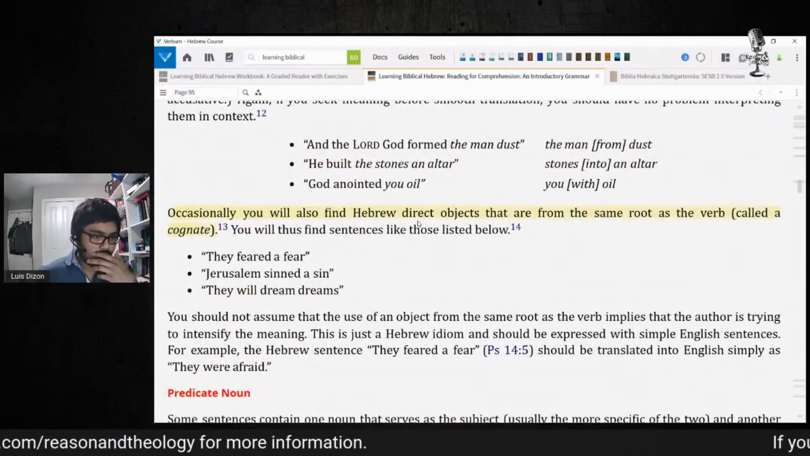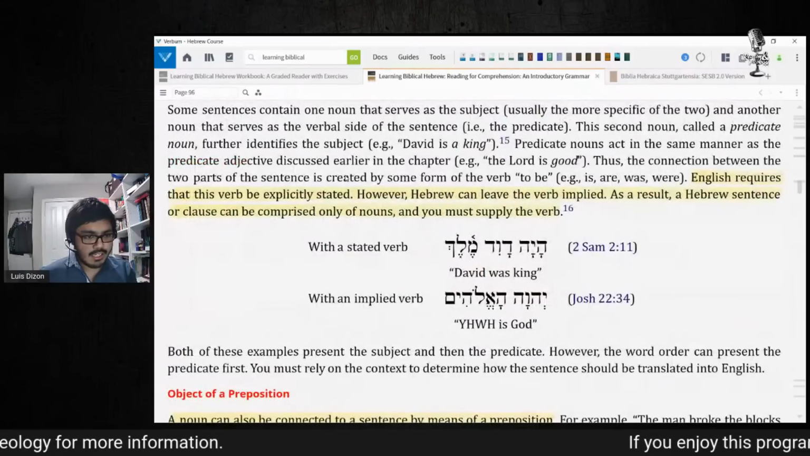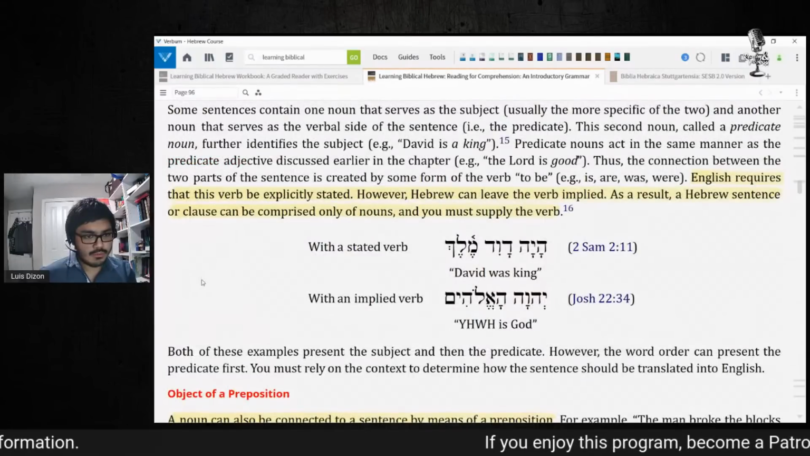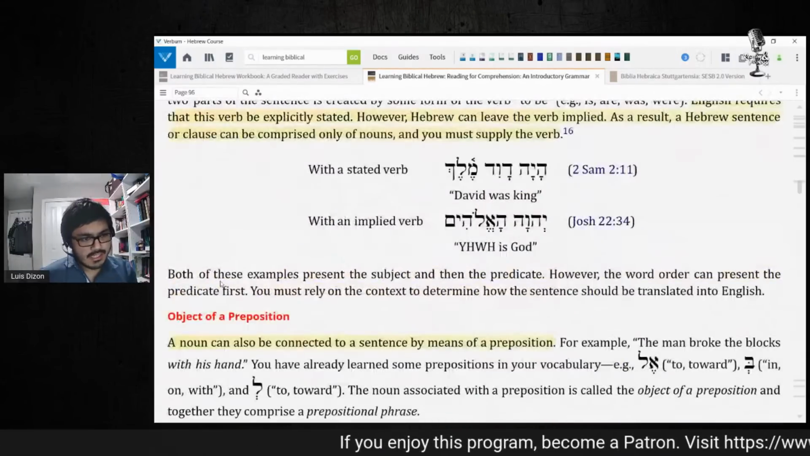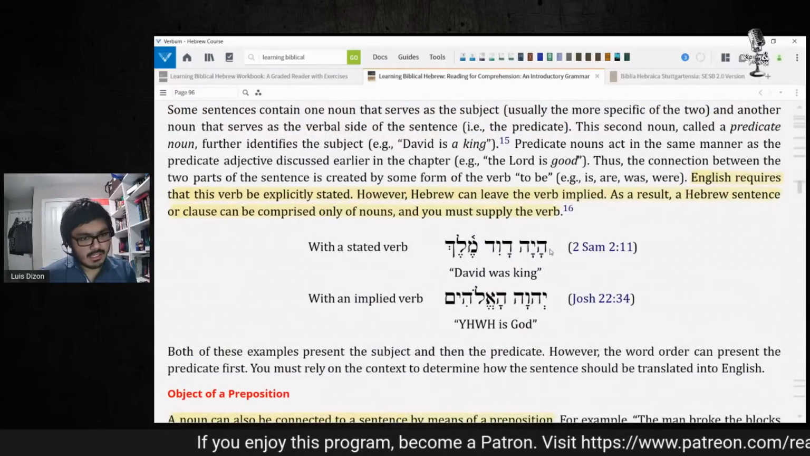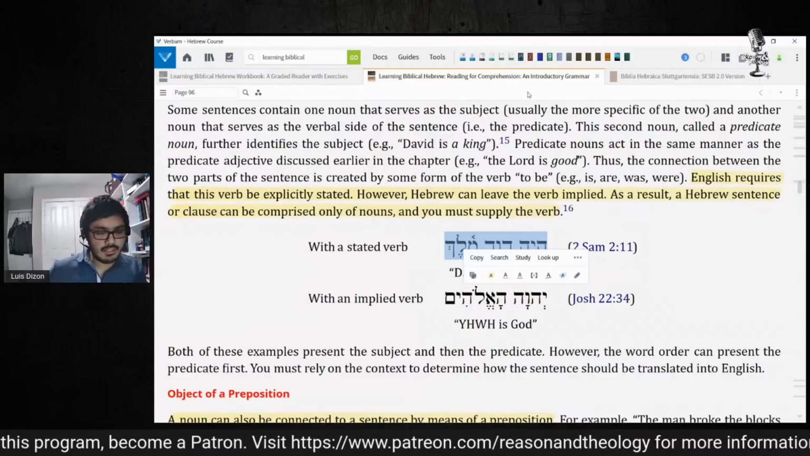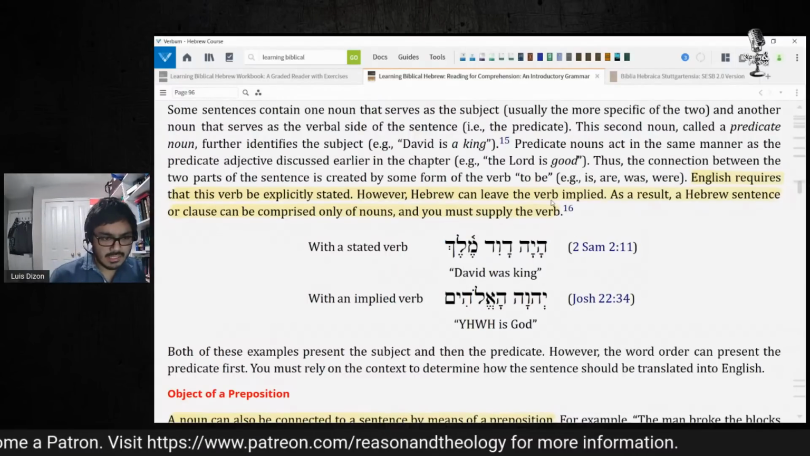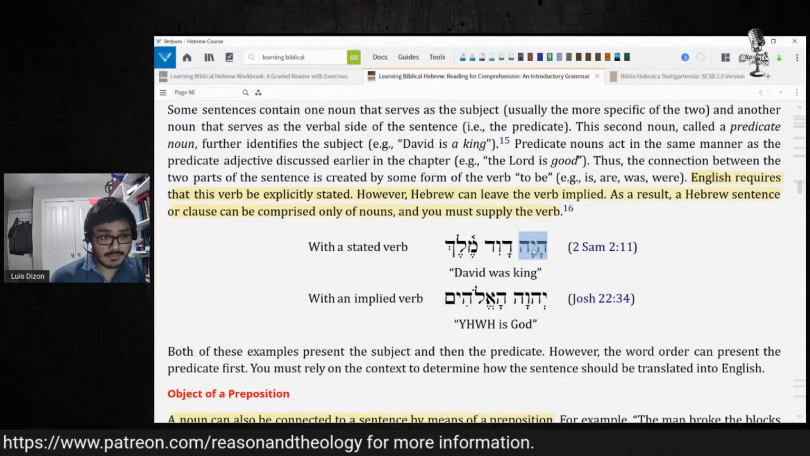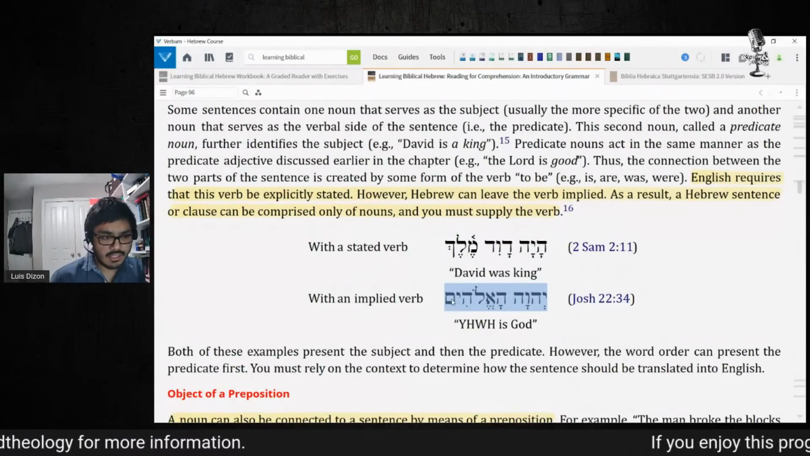And of course, sometimes you will also run into what is called a predicate noun. So in a predicate noun, it's funny because, as I mentioned earlier, Hebrew often lacks a copula, or the word for is or are. So you will see something like Adonai Ha-Elohim.